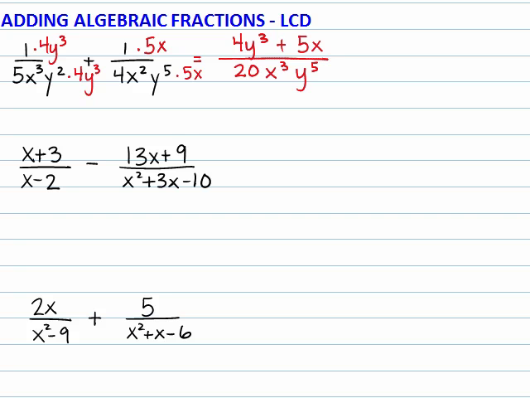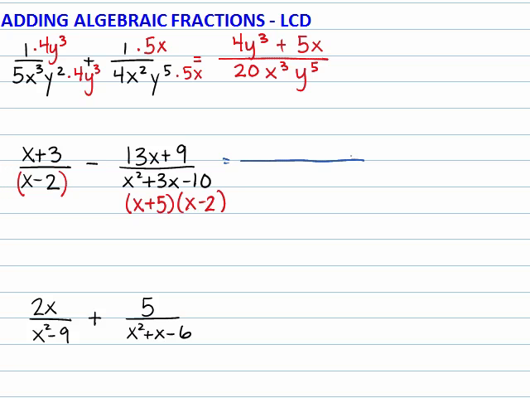In the second case, the one denominator is x minus 2, which is factored, and it would help if we just put a parenthesis around it. And for the second denominator, we need to factor it. It's going to be x plus 5 times x minus 2. And now that both denominators are factored, we can find the least common denominator.